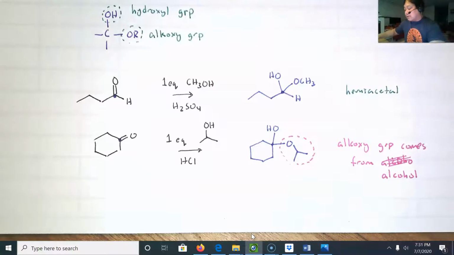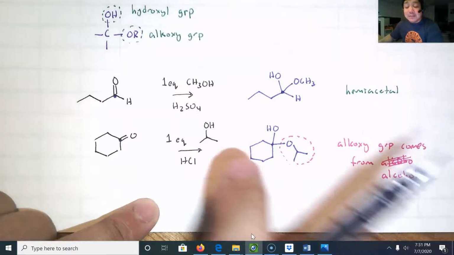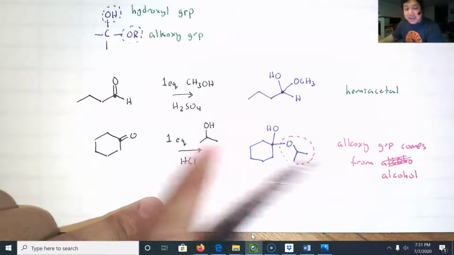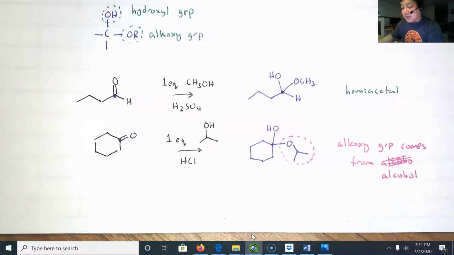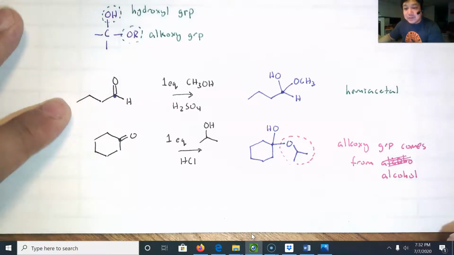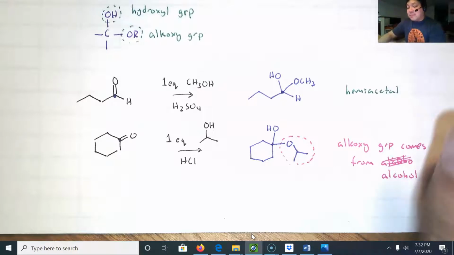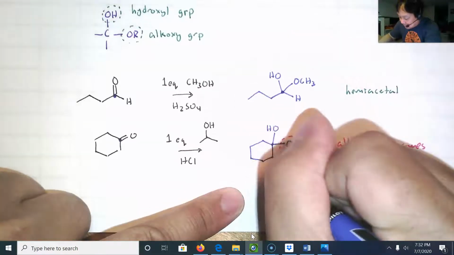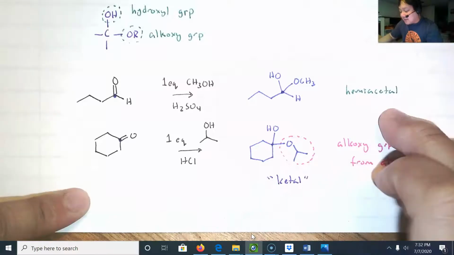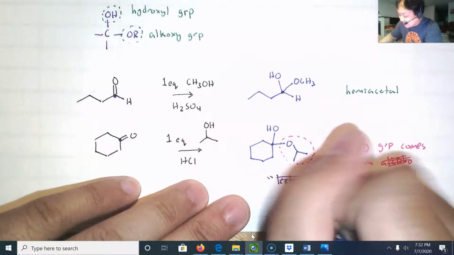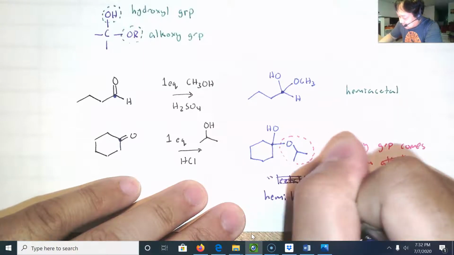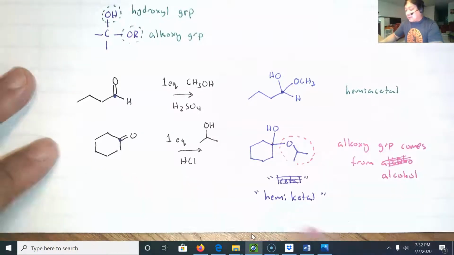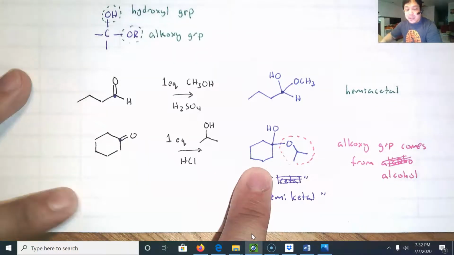The last thing I want to mention before we look at the mechanism: we're going to look at the mechanism of the acetal because it goes through the hemiacetal. So we'll kill two birds with one stone by doing the mechanism of just the acetal formation. But before I get to that, I just want to mention that some textbooks, some professors will call this a ketal. And that just comes from the fact that this hemiacetal came from a ketone.